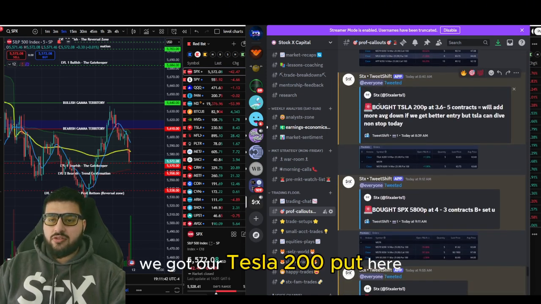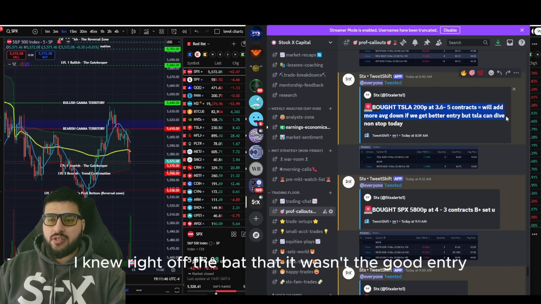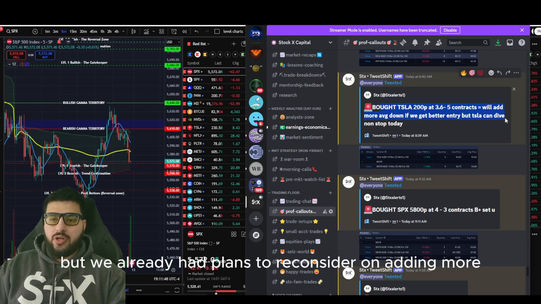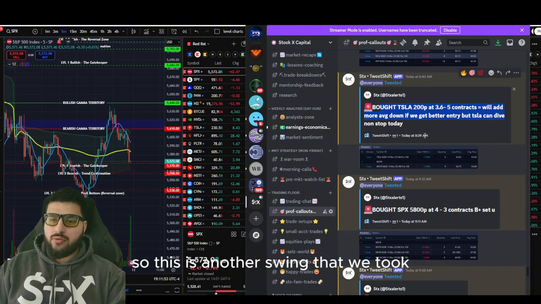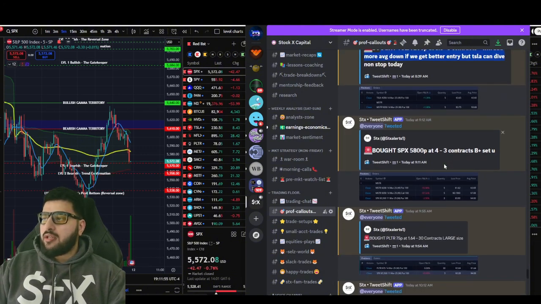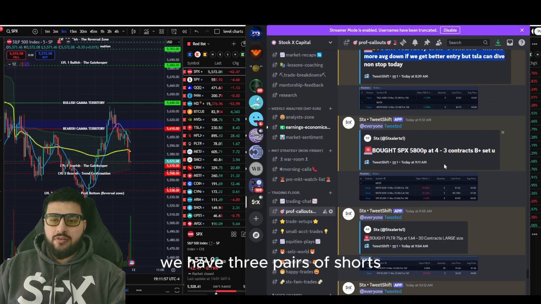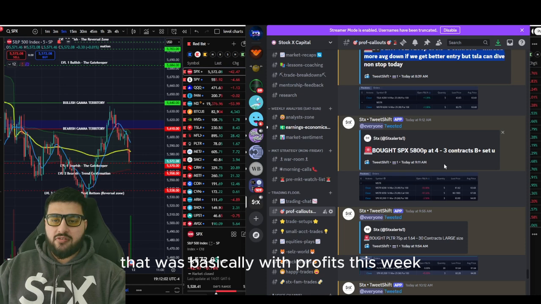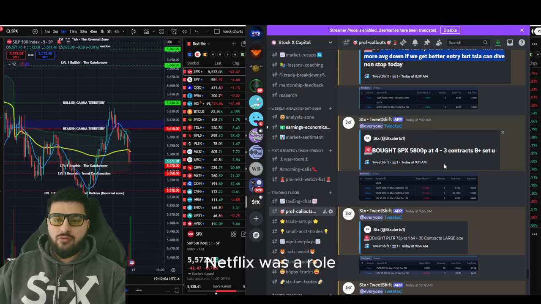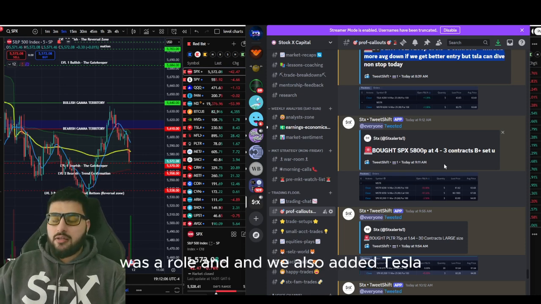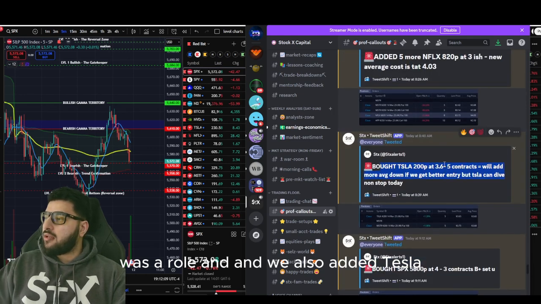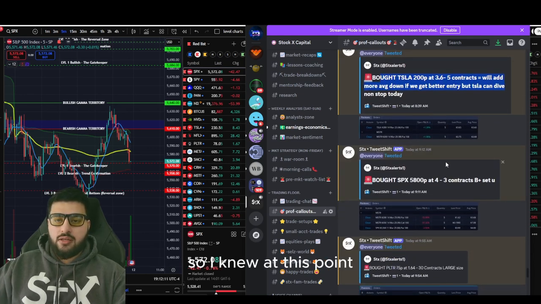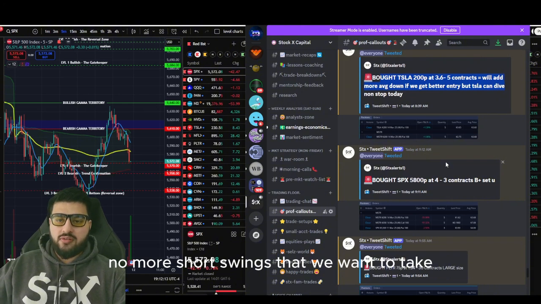We got our Tesla 200 put here. Now this one, I knew right off the bat that it wasn't a good entry, but we already had plans to reconsider adding more. So this is another swing that we took. Based on those positions, we have 3 pairs of shorts that were basically with profits this week: MSTR, Netflix was a roll, and we also added Tesla. So I knew at this point no more short swings that we wanted to take.